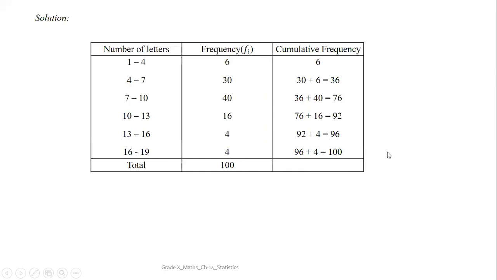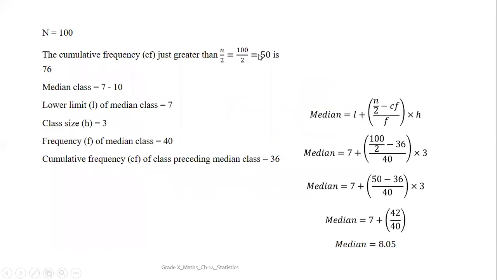Now, 100 is your total number. Half of 100 is 50. A little bit more than 50, 76. So, our median class will be 7 to 10. And frequency is 40. Cumulative frequency is the preceding one, 36. So, let us see over here. N is 100. Half of that is 50. A little more than that, 76, just to identify the class. 7 to 10. Lower limit L of the median class is 7. Class size is 3. Frequency is 40 and cumulative frequency is 36.